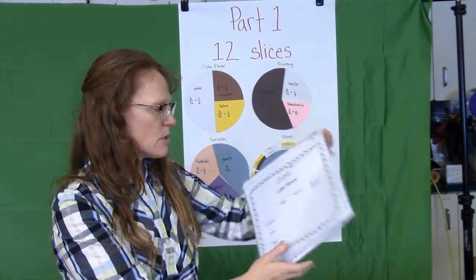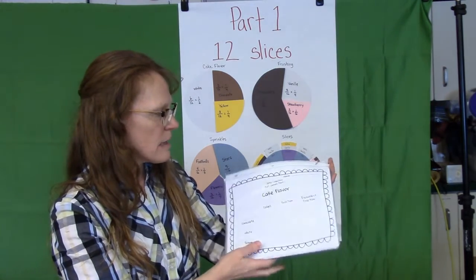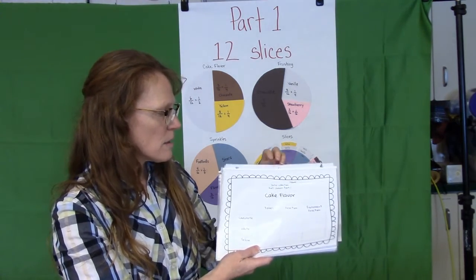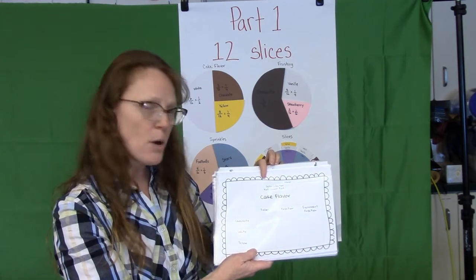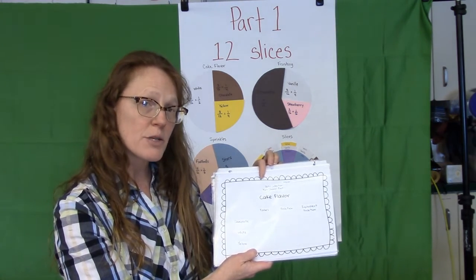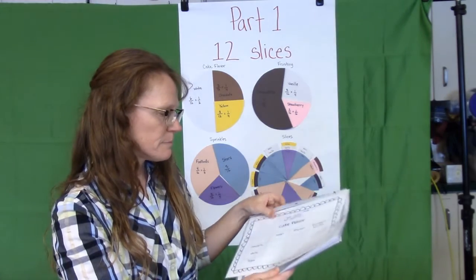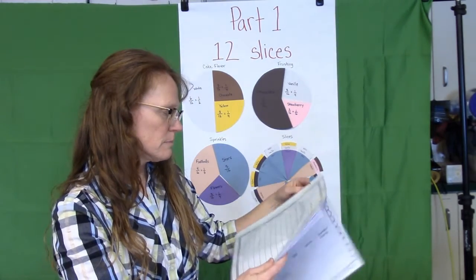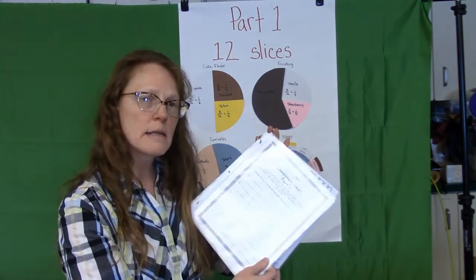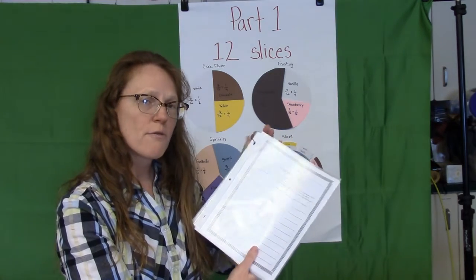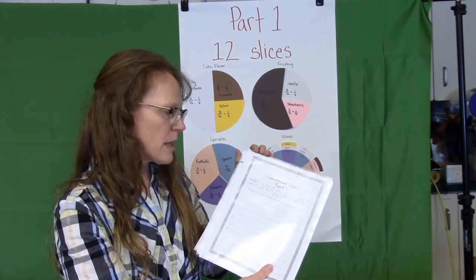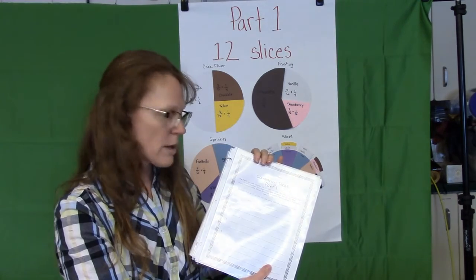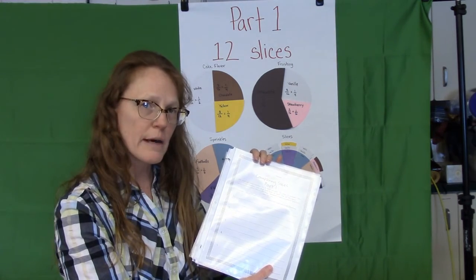The next thing that you will need to print are the data collection for part one. So go ahead and pause and print that. It's 3 pages long. And the last thing that you'll need to print off for part one is this one that's called Comparing Slices, part one. So go ahead and pause it and print that off.